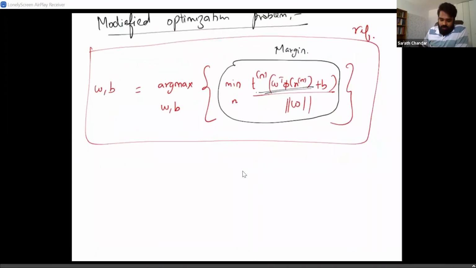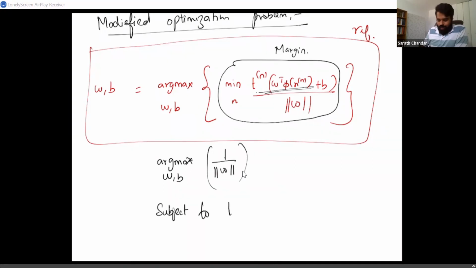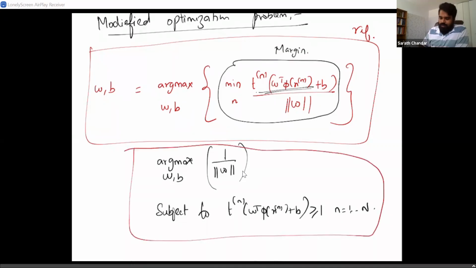So instead, my objective function is now basically argmax over just the 1 over W term. I don't need the numerator. Argmax over W comma B. Now there is a new constraint added: subject to t_n (W transpose phi of x_n plus B) greater than or equal to 1 for n equal to 1 to N. This is my modified objective function.